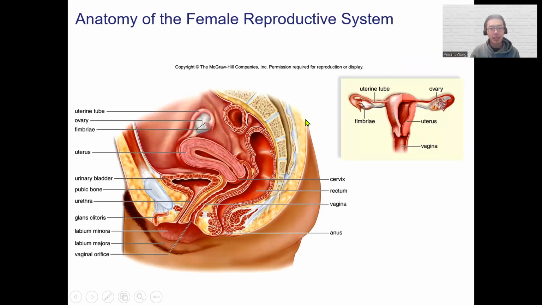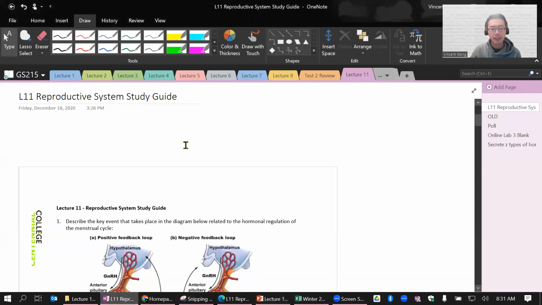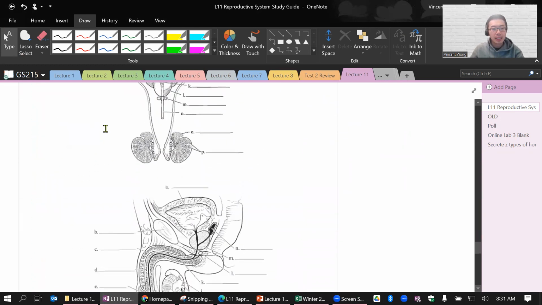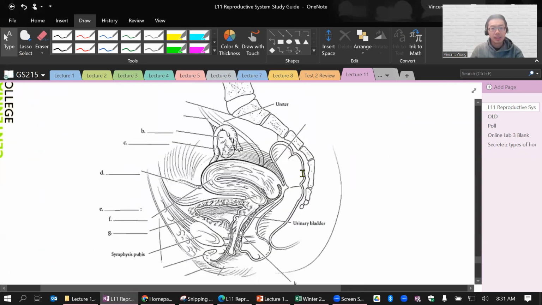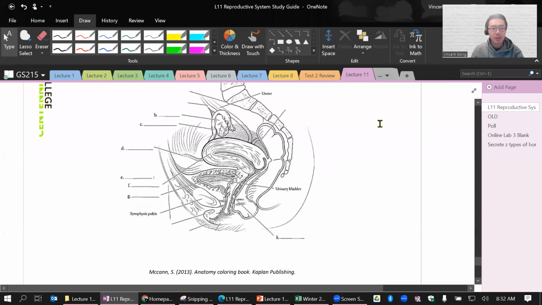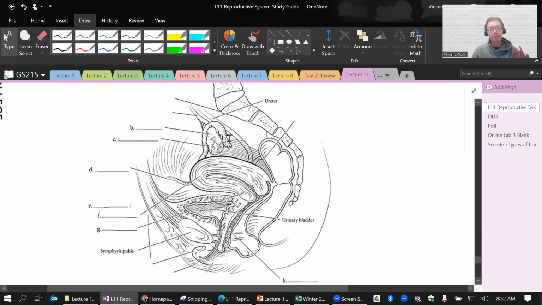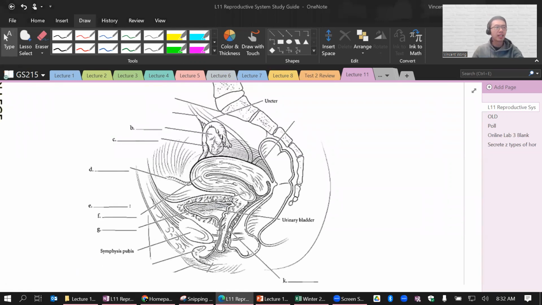So here is a mid-sagittal section of the female reproductive system, and we're just gonna go ahead and label that on our study guide. So we can pull that out, and we're gonna skip the male one, and here is the female reproductive system. Okay, so I took out some stuff that we don't really have to know. We're just gonna label some of the key features on the diagram.